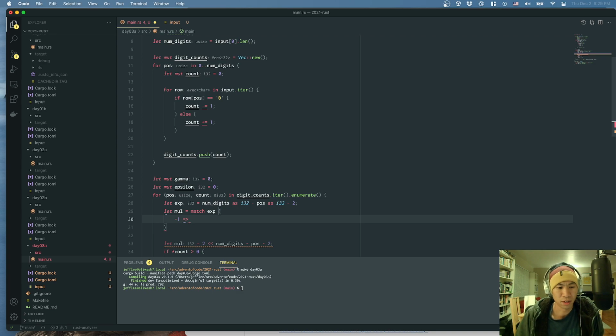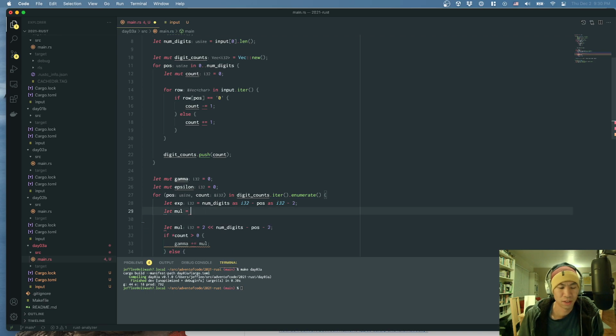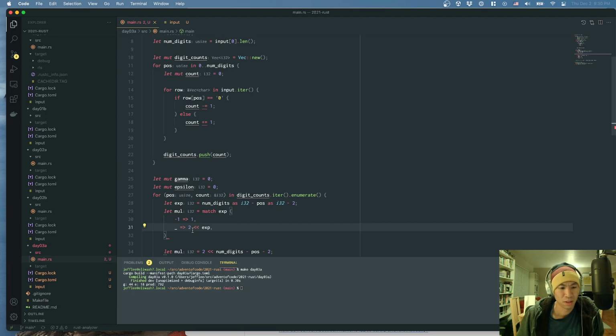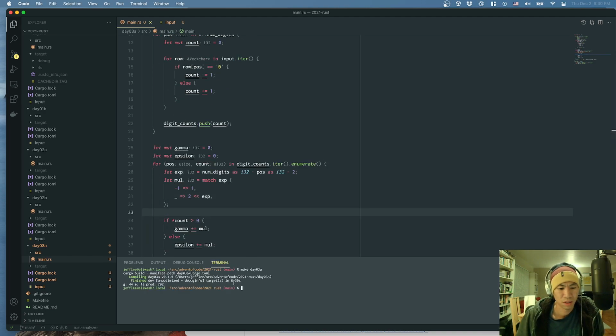the multiplier is 1. If it's 0, I guess if it's anything else, let's just use an if here. Well, technically this I think is going to be smaller. It's going to be 2 bit shifted over by exp, right? And then we don't want to clobber mul. Let's try this one more time.